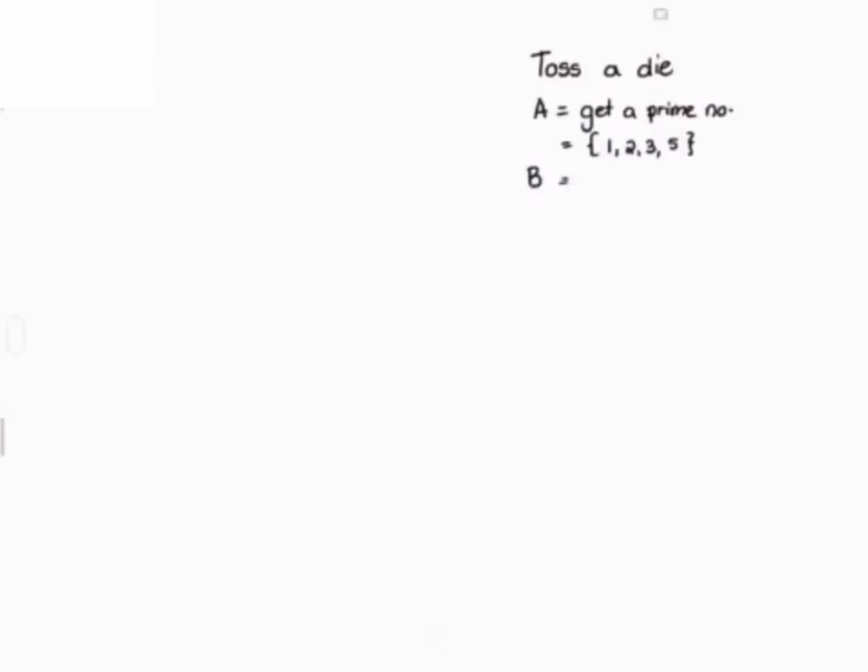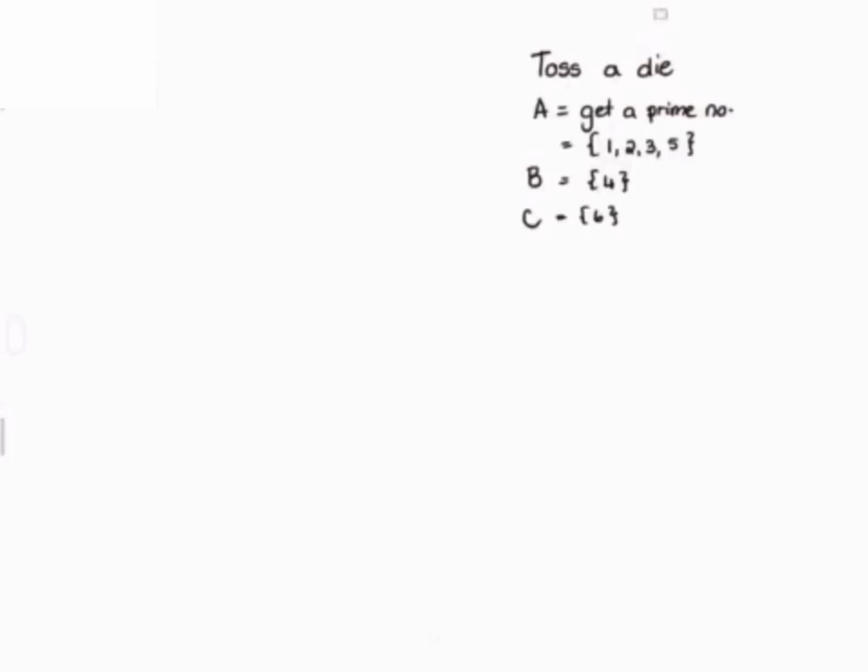Event B is get a 4, and event C is get a 6. So can you see that event A and B and C, if we throw them all together, we've got all the possibilities. Right, now we're going to look at some.